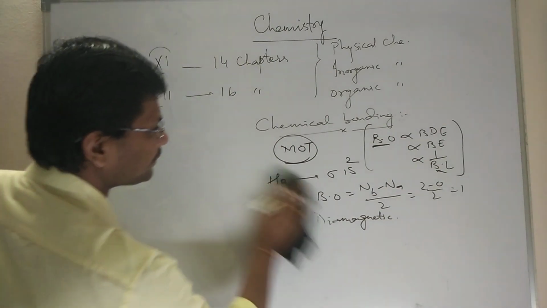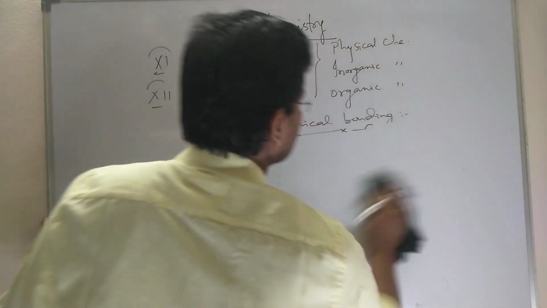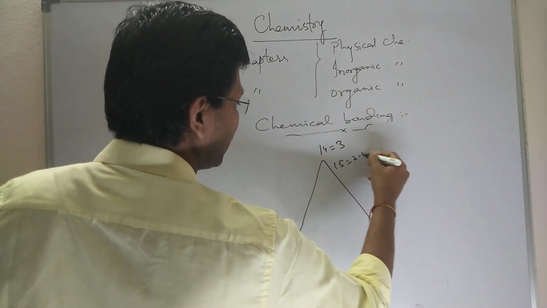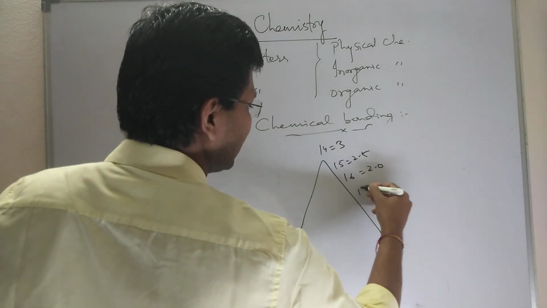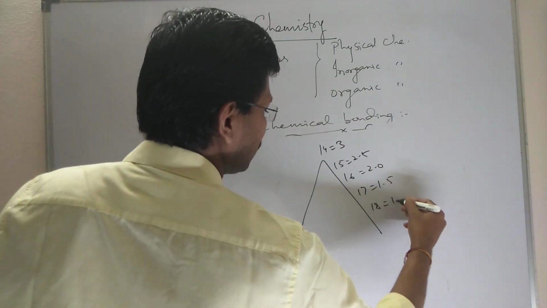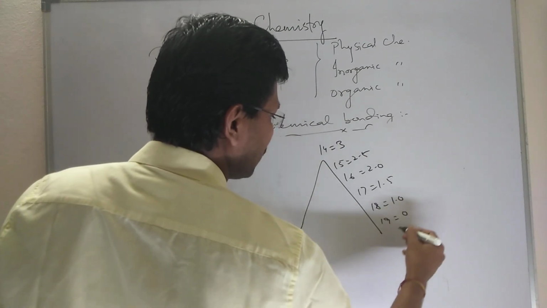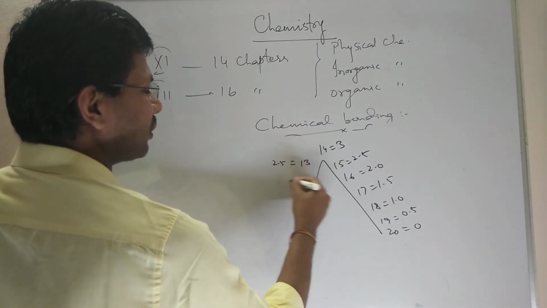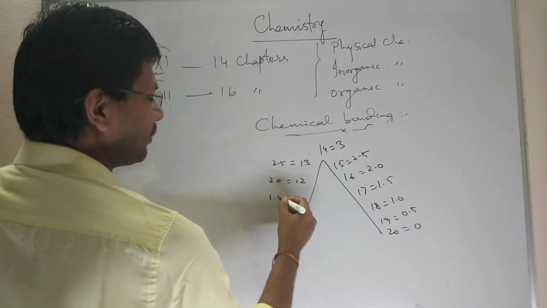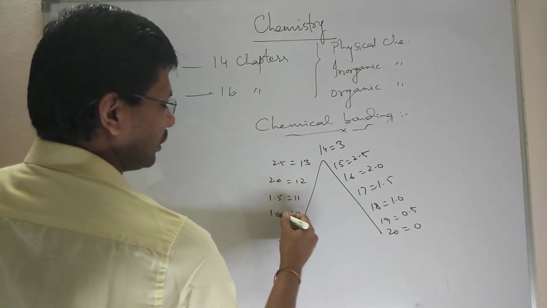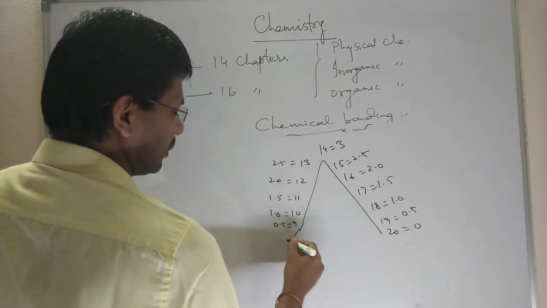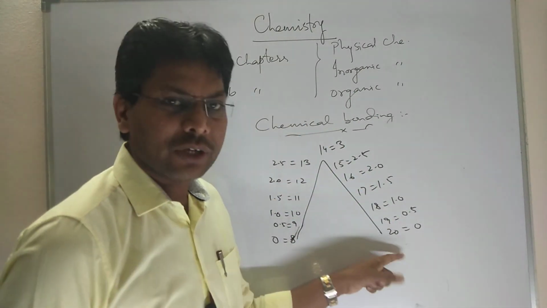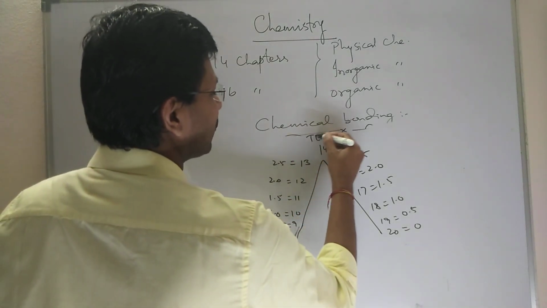Let's see. If you can remember this mountain formula: 14 is equal to 3, 15 is equal to 2.5, 16 is equal to 2, 17 is equal to 1.5, 18 is equal to 1.0, 19 is equal to 0.5, and 20 is equal to 0. Similarly, 13 is equal to 2.5, 12 is equal to 2, 11 is equal to 1.5, 10 is equal to 1, 9 is equal to 0.5, and 8 is equal to 0. From 8 electrons to 20 electrons, this formula is valid. This is called total electrons and this is called bond order.